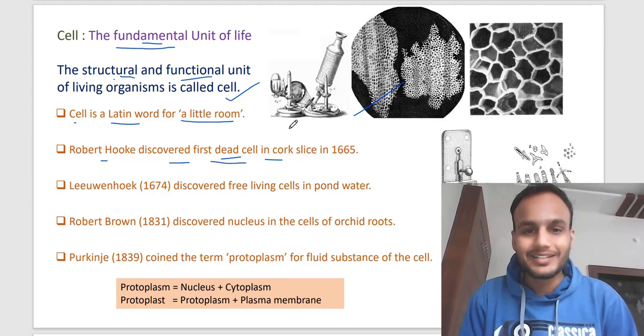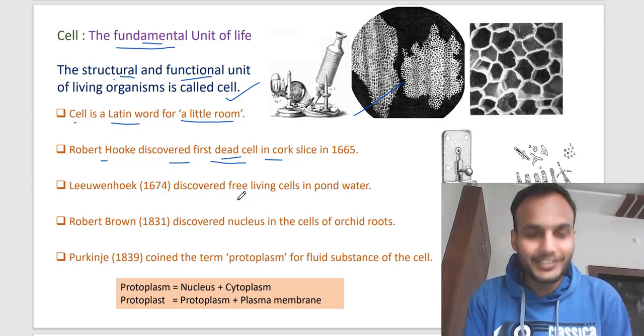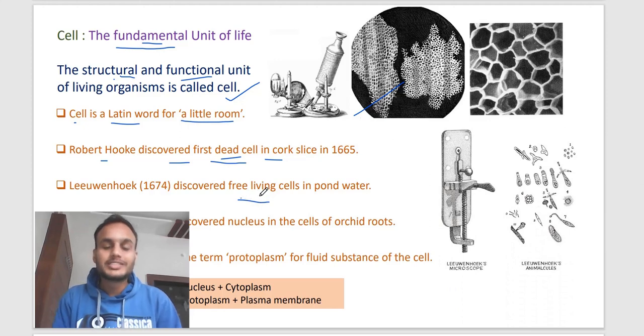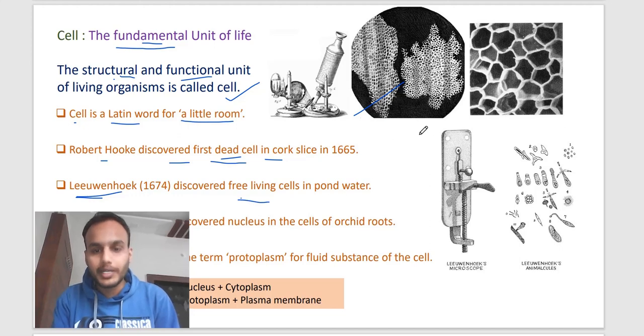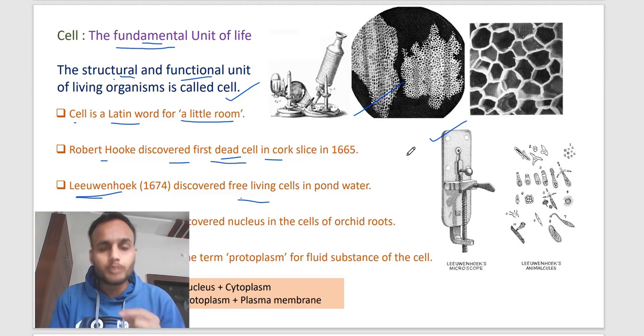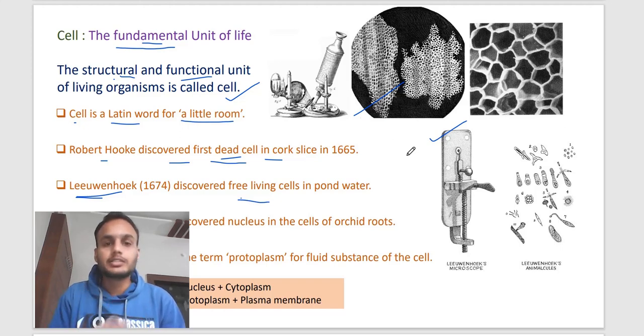Okay. Next, let's come to the first living cell. Who first saw the first living cell? It was none other than Anton van Leeuwenhoek. Leeuwenhoek also developed his own microscope. You can see the picture here. This is his own microscope. In this microscope, he saw some microbes. Now the question arises, how did he identify that they are living? Because the organisms observed by him showed movement.